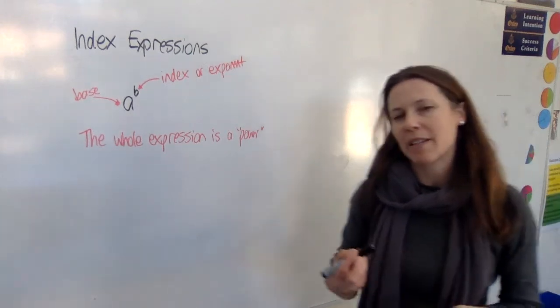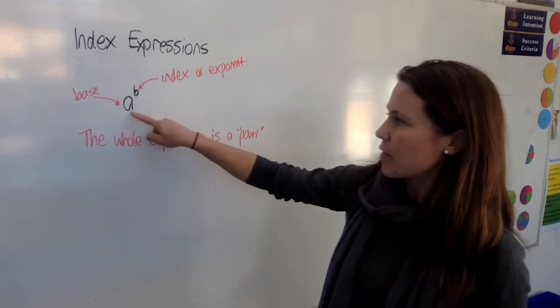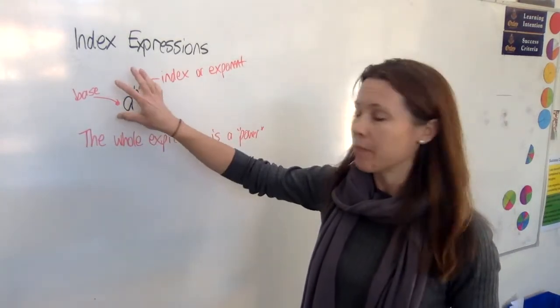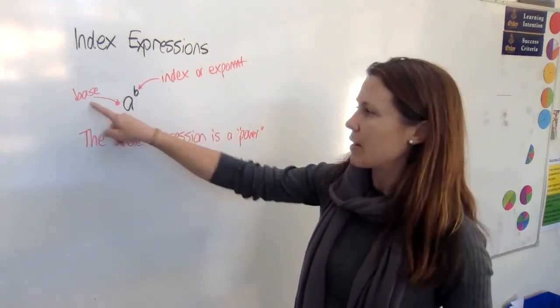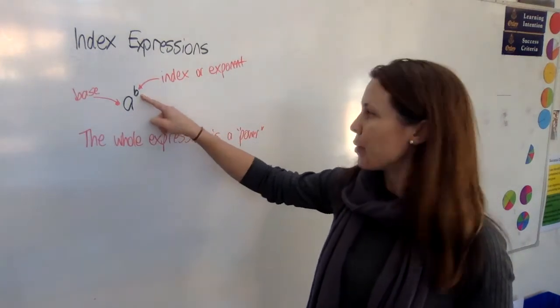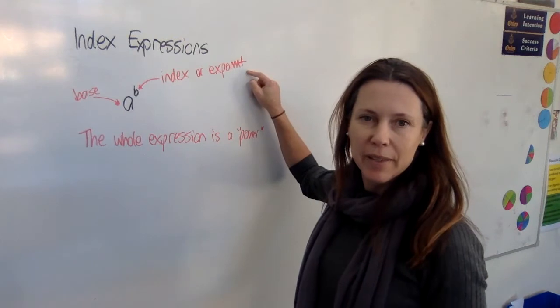Let's have a look at the key parts of an index expression. Now the whole expression is called a power. So if you've got something raised to the power of something else, you call that entire thing a power. And the power is made up of two parts. It has the base part and then the small number that's written up here, which you call the index, or the index number, or the exponent. All those things mean the same thing.